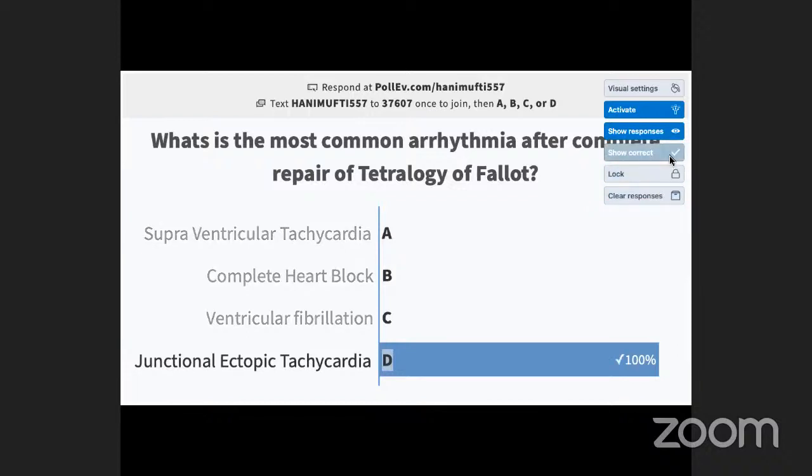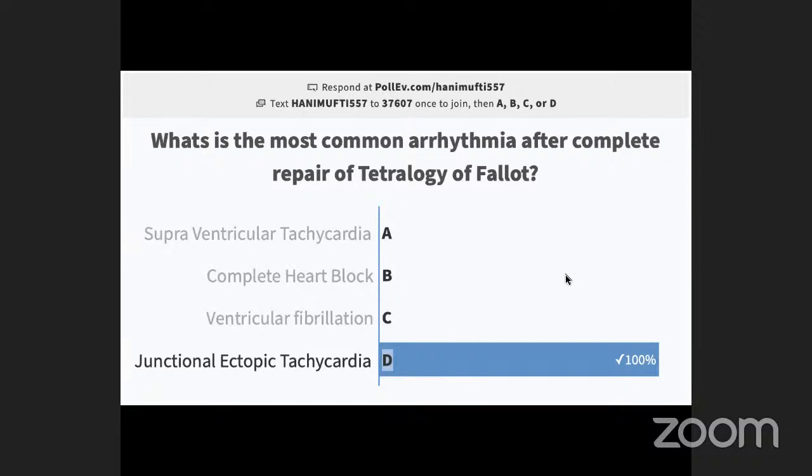Yes, all of you are correct. SVT is very rare in children, very, very rare. Complete heart block, basically you did something very bad. VF is very rare in children. They usually have asystole more than VF. JET is the most common arrhythmia.